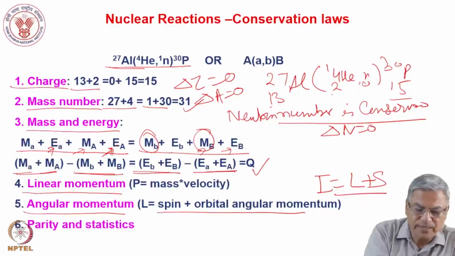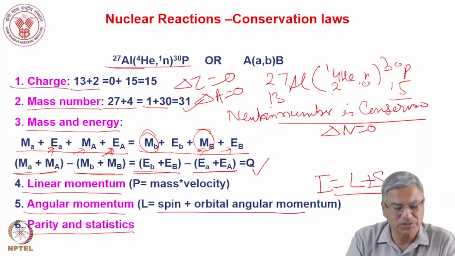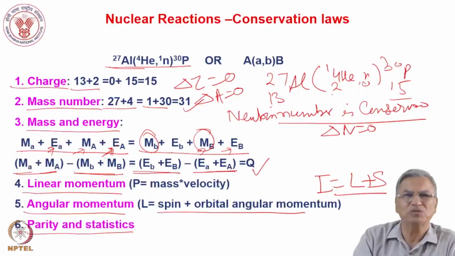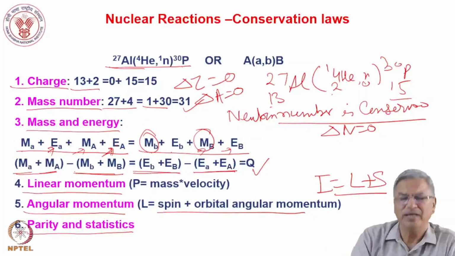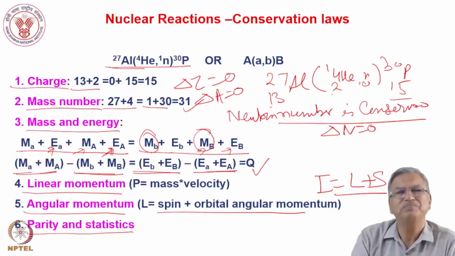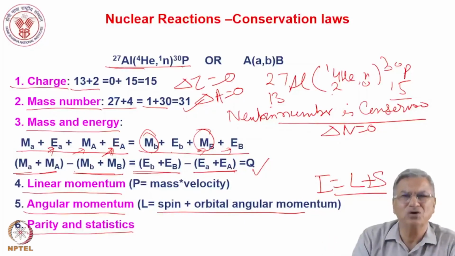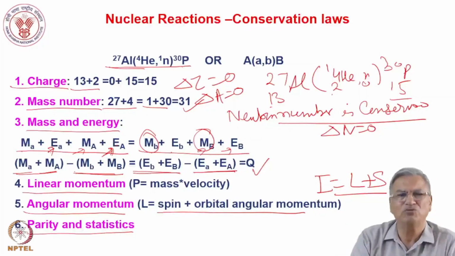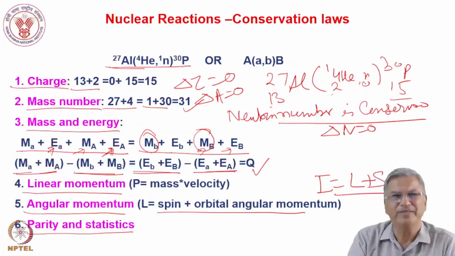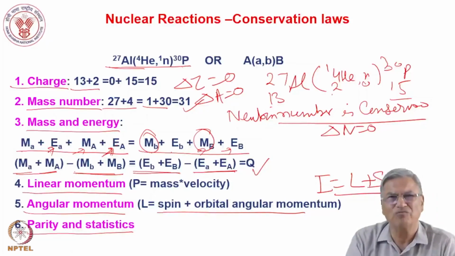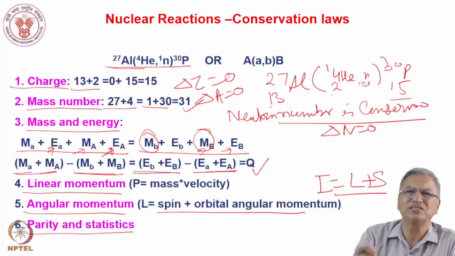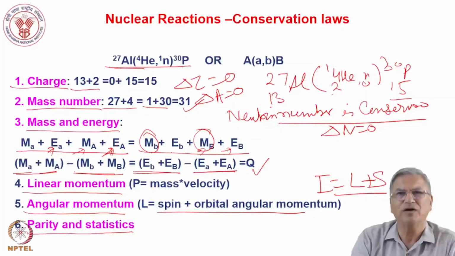And in addition to that, the parity and statistics. The parity, if you recall, of a function is like (-1) to the power L, where L is the orbital angular momentum. Or you can say any function also has a parity depending upon whether it will change sign upon change of coordinates or not. Statistics, we have either Fermi-Dirac statistics, called fermions, or bosons. So again the statistics also is conserved before and after the reaction.